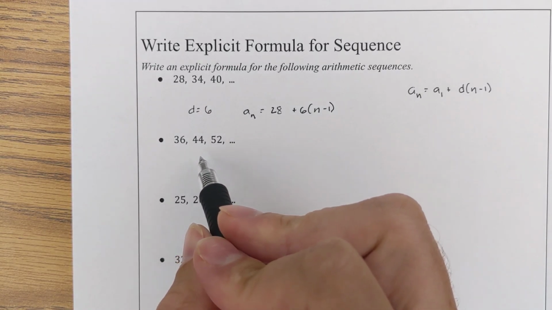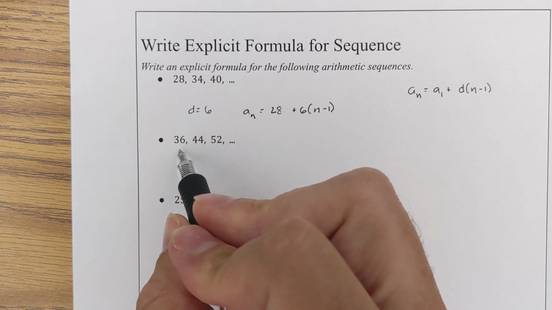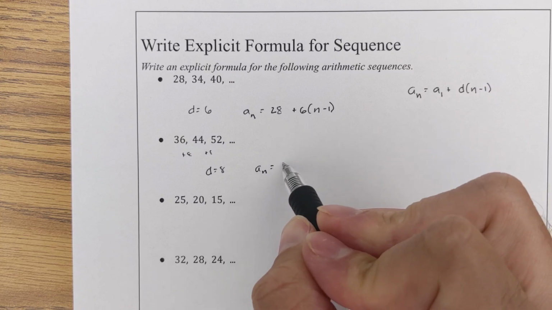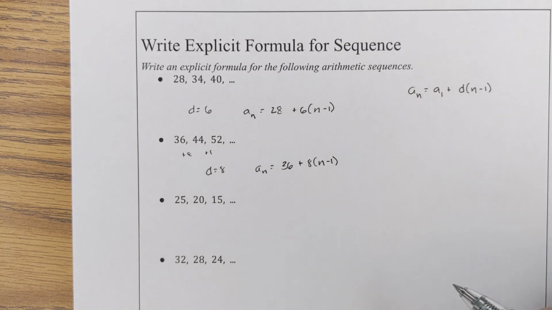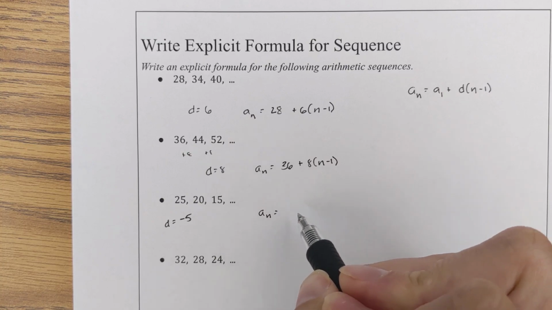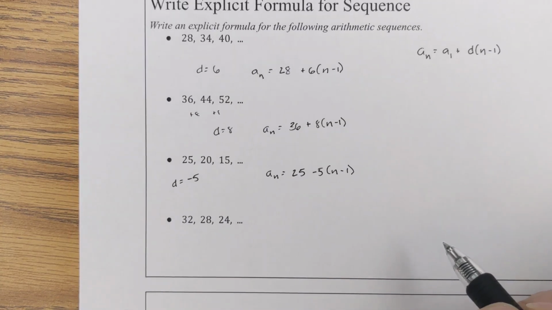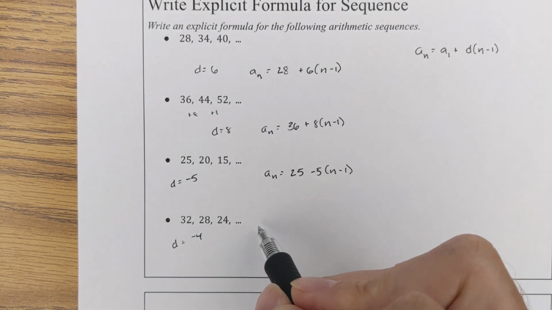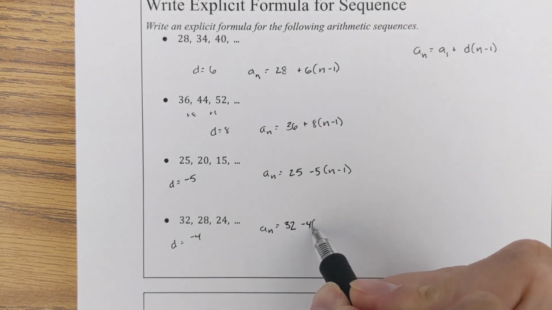Down here, our common difference looks like it's 8. So plus 8, yeah. So the difference is 8. Any term is equal to the first term plus 8 times n minus 1. In this case, we are subtracting 5. So any term is equal to the first term minus 5 times n minus 1. And here we are subtracting 4 to go from one term to the next. So a_n equals, first term is 32, minus 4 times n minus 1.